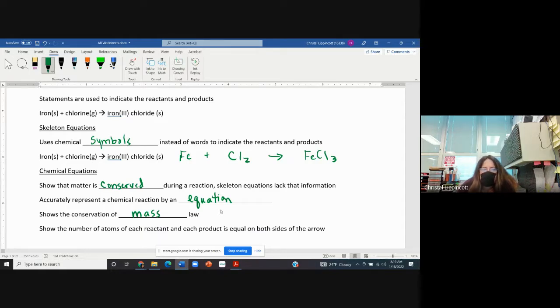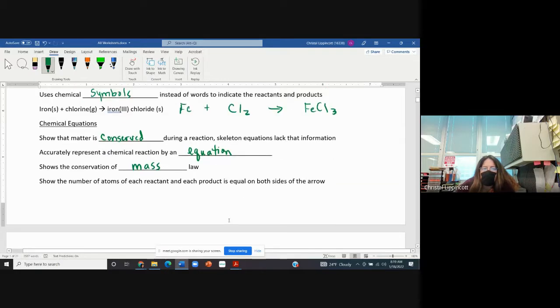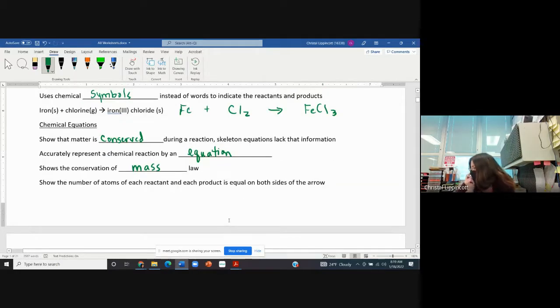Okay, so we are going to show the number of atoms of each reactant and that it is equal on both sides of the arrow. If it's not, it is wrong.